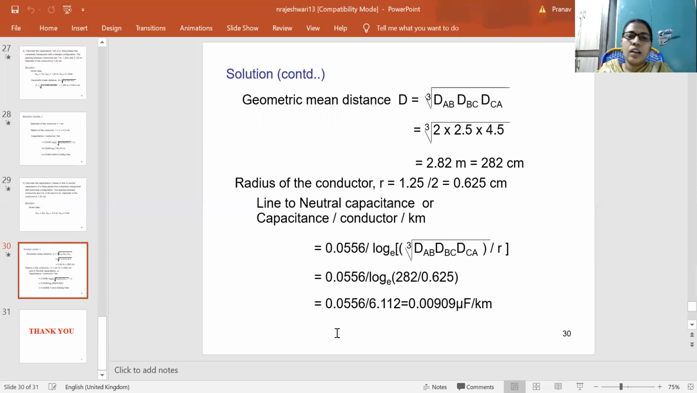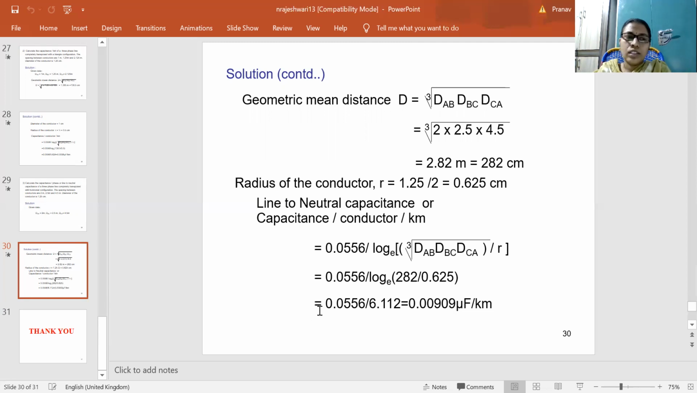6.112, and finally 0.0556 divided by 6.112, which is equal to 0.00909 microfarad per kilometer, the capacitance per conductor per kilometer.